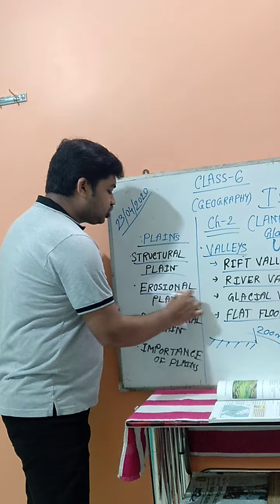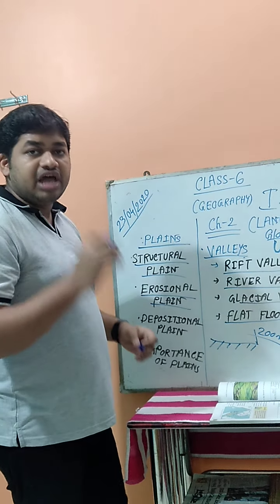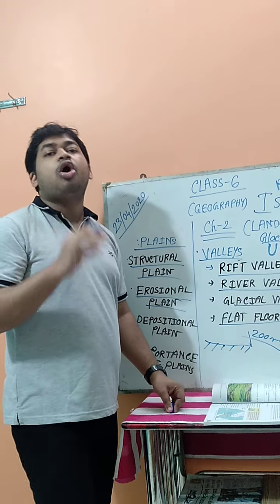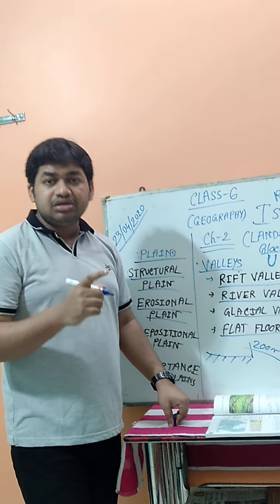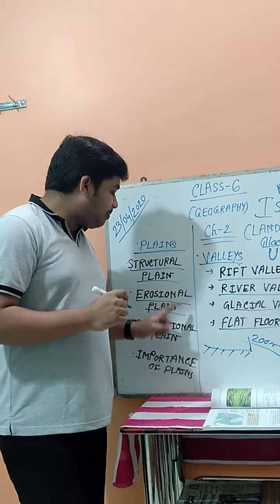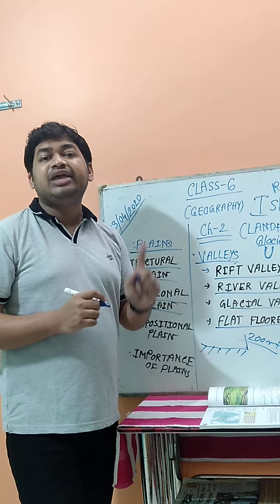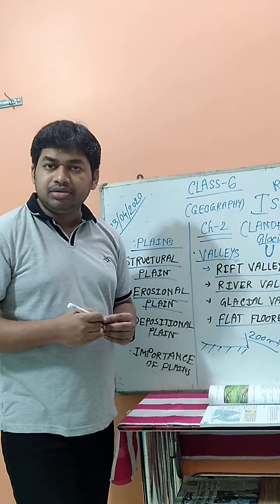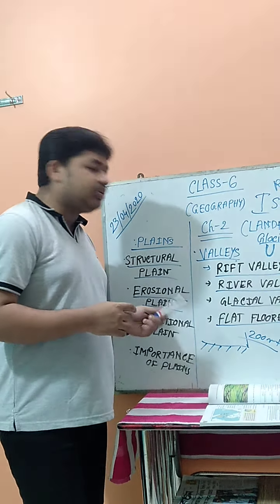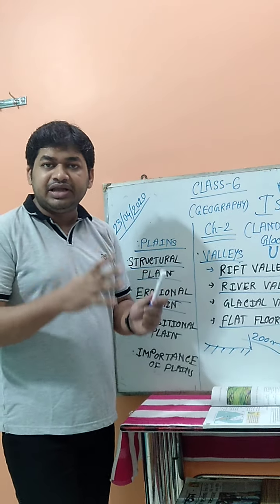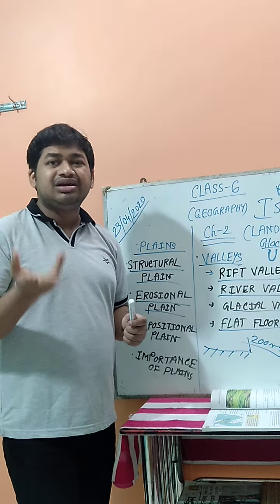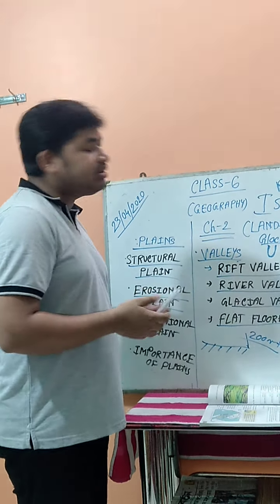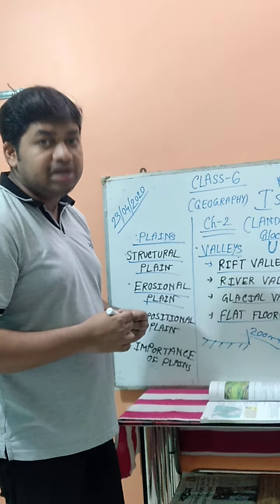Now, the next is the erosional plain. What is the erosional plain? Plain regions that are formed due to the erosional process of river, glacier and wind are known as the erosional plain. One thing you have to remember: you can understand it from the name only. Erosional means this plain area is formed due to the erosional process of the river, wind or glacier.